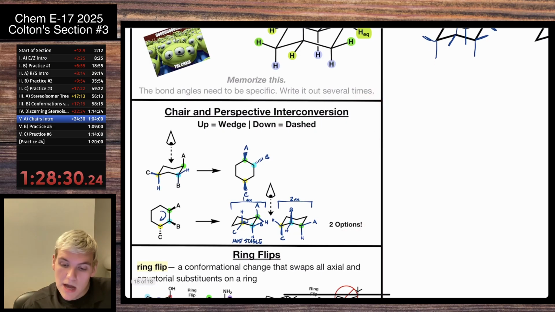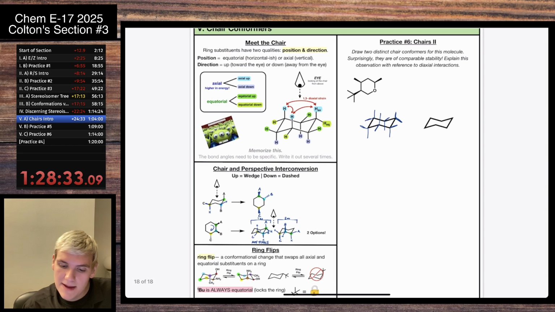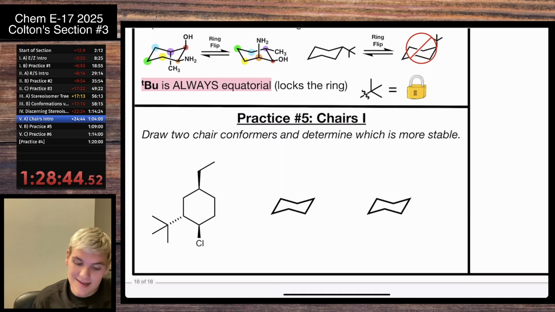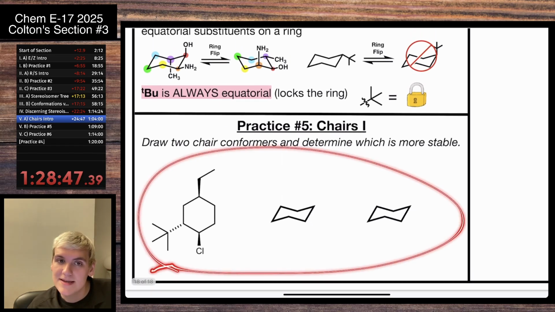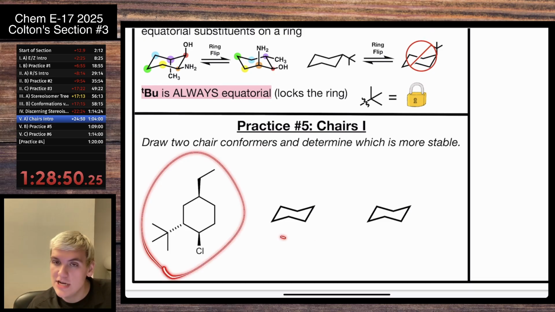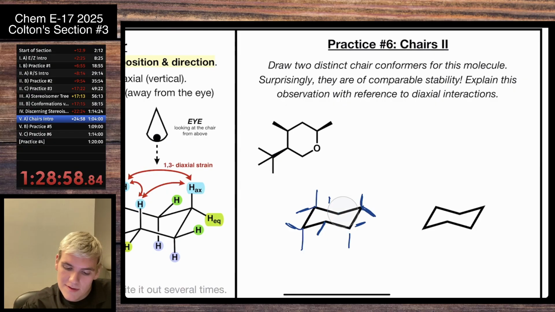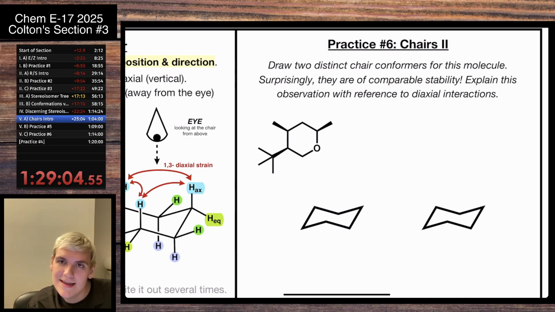So what I think I'm going to do is stop here, and at the end of office hours, I might record something that goes through these last 2 practices. But that is the majority of what I wanted to show you with chairs. Practice 5 here is the exact exam type problem that I mentioned: we have a perspective drawing, draw the 2 chairs associated with it, and see which one's more stable. Practice number 6 is a little bit more conceptual. It gives you a molecule and says that the 2 chair conformers for it have comparable stability, which is a bit surprising, and it asks you to explain that. So I'll probably record a little ditty after my office hours for it.